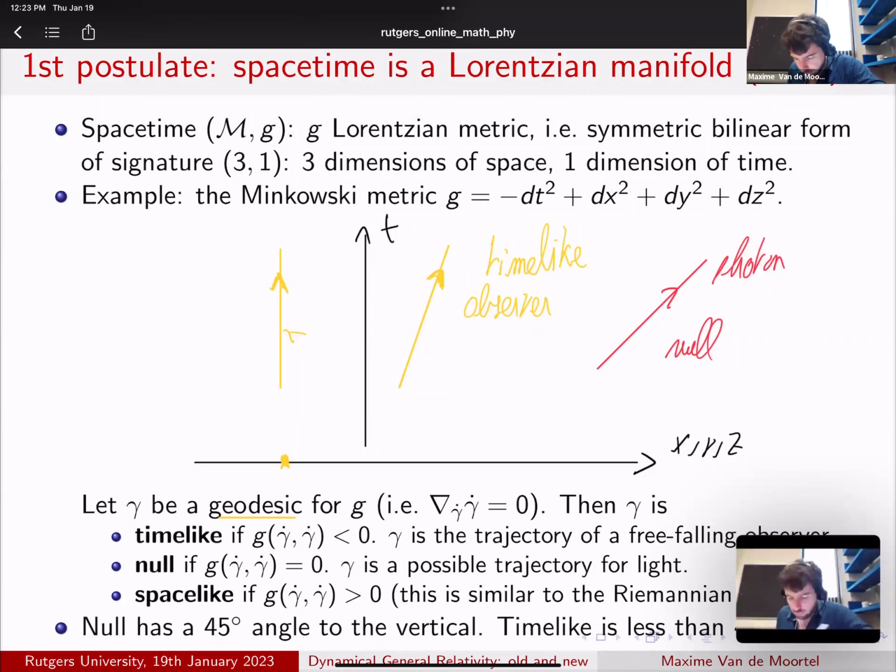And why is it at 45 degrees? Well, because the way I think about this is that I take the speed of light to be 1, normalized. So if I move 1 unit of space in that direction, I have to move 1 unit of time in that direction if I am at the speed of light.